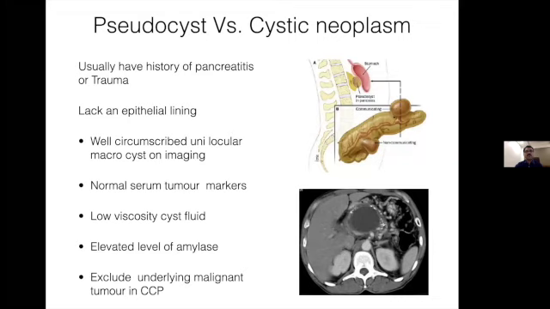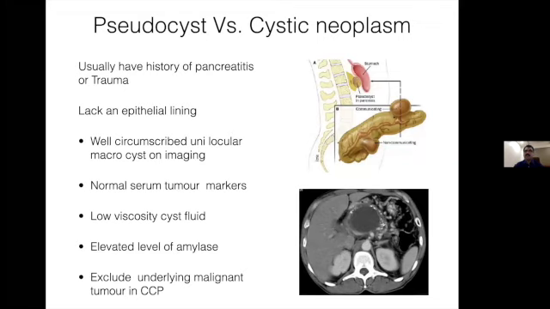Whereas cystic neoplasm, when there is a mucinous type of lesion, you may require surgical intervention or resection. So when you consider pseudocyst, they will have a history of pancreatitis or trauma, and it lacks an epithelial lining. If you have a patient with pseudocyst where there is no episode of pancreatitis, suspect a cystic neoplasm.